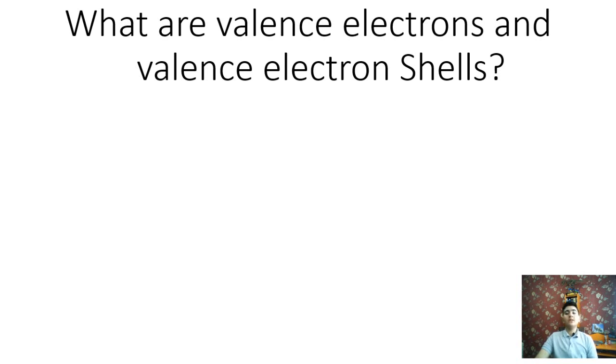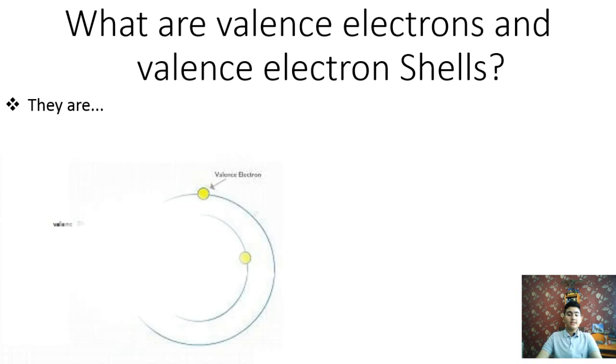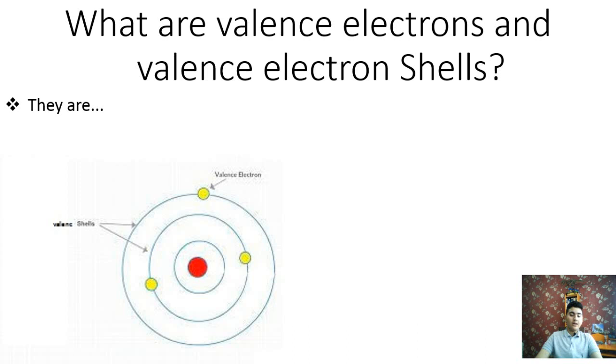Valence electrons: the chemical behavior of an atom is dependent on the valence electrons. For example, in lithium there is only one valence electron, and the second shell is the valence shell, and you can see lithium in this picture.